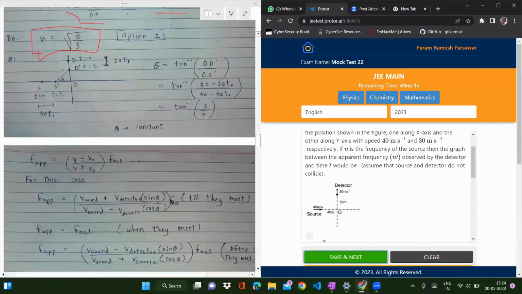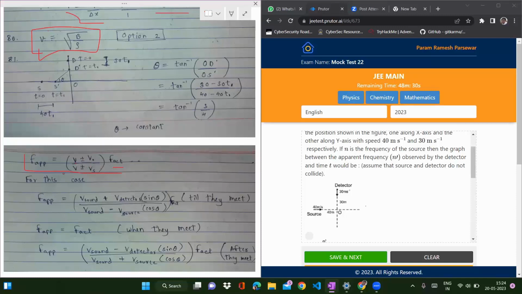Now, as we know, the formula is f apparent equals (v plus or minus vo) by (v plus or minus vs) times f actual. Here v is the velocity of sound, and vo and vs are the velocities of the observer and the source respectively. In this case, the observer is the detector and the source is the source, which is moving with 40 meters per second. So this plus or minus depends on the case.